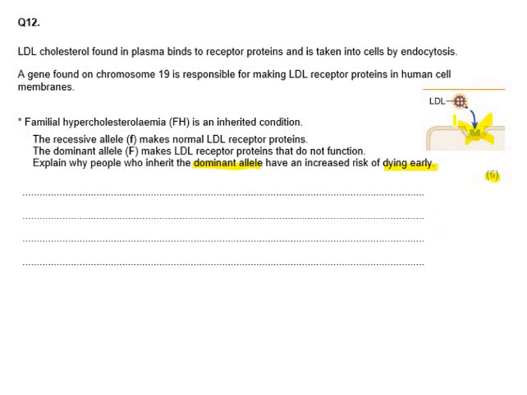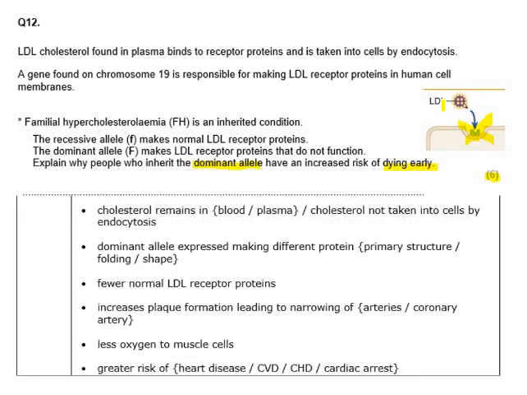And of course, if you remember LDL, the low density lipoprotein is the bad type of cholesterol, and that means that the LDL remains in the blood. You have to have said blood or plasma, or that the cholesterol is not taken into the cells. If there are no receptors, the LDL does not go into the cell. The fact that the dominant allele makes a different shaped protein, a different primary structure or a different shape. Okay, so the protein may still be made, but it's the incorrect shape, and so LDL cannot bind. It could be that the cell is just making fewer of the normal LDL receptors. So again, we're not getting as many in.